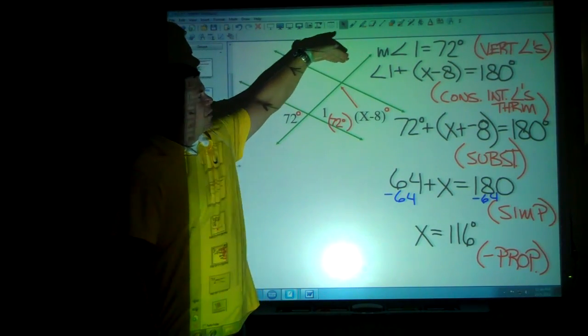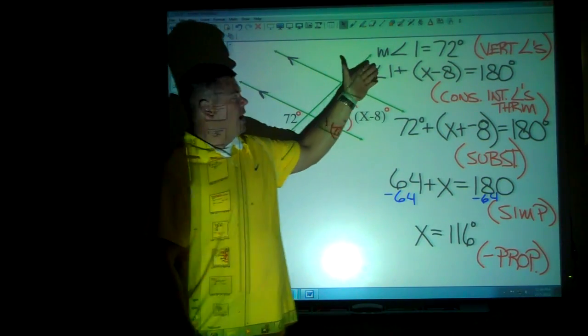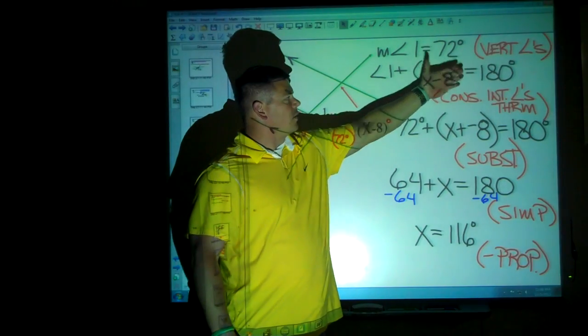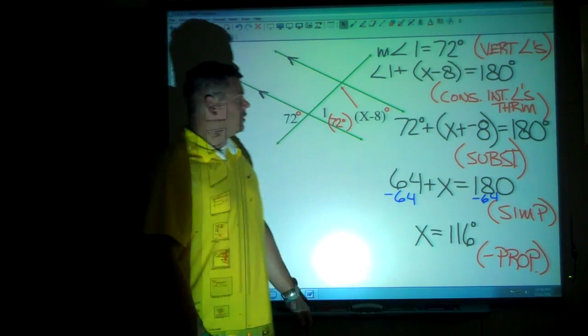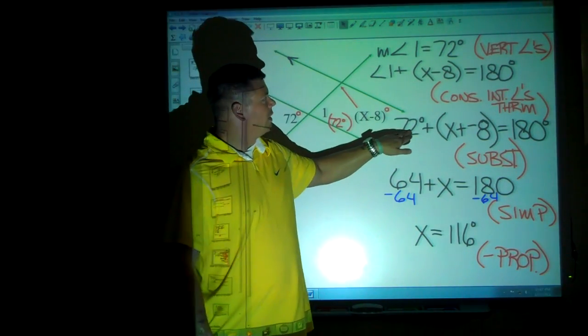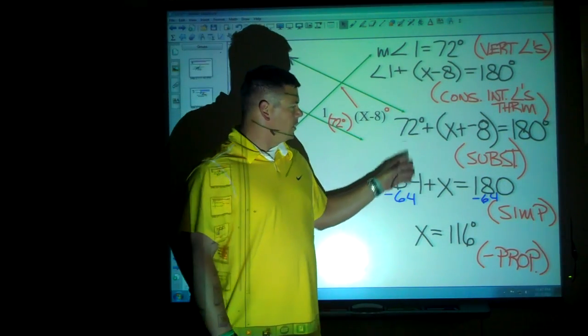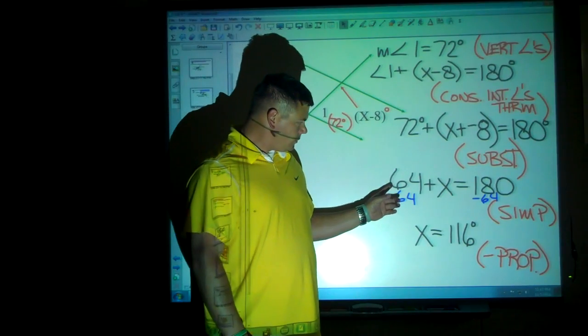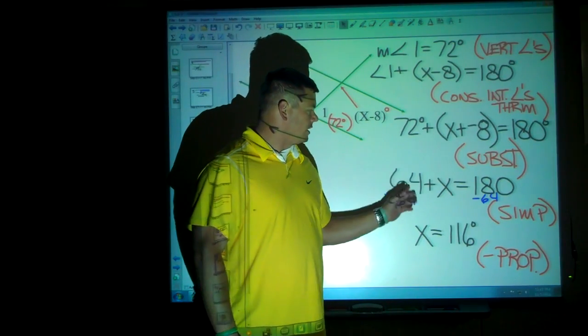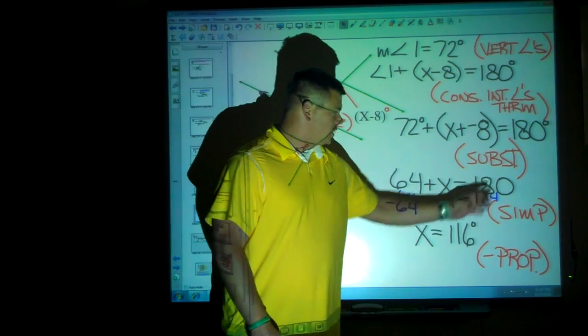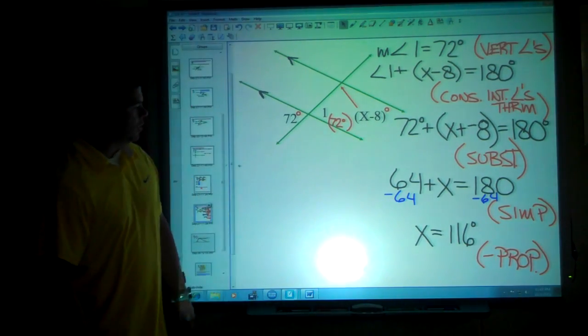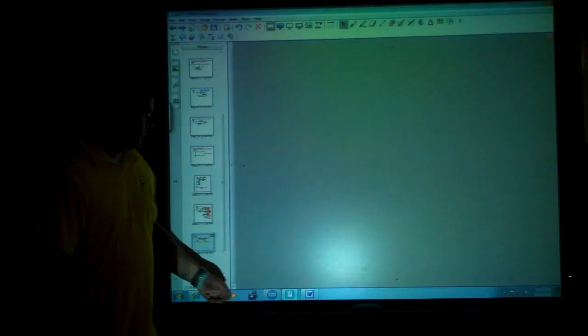Vertical angles state that angle 1 is 72 degrees. We add angles 1 and x minus 8 together to get 180 because they are consecutive interior angles. We substitute the value of 72 in for angle 1. Then we have that substitution. We simplified, and we put 72 plus -8 to give 64. We subtracted 64 from both sides, and that was subtraction property of equality, and x is now alone.